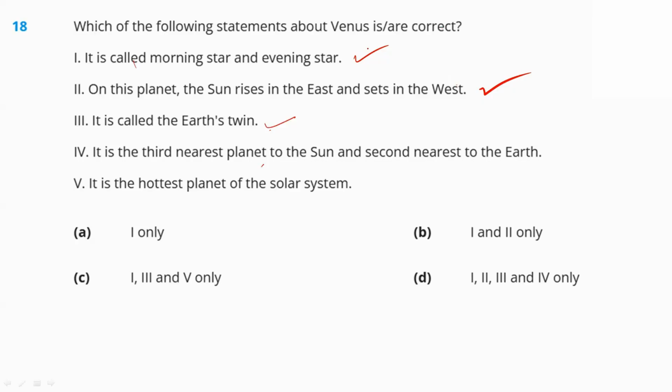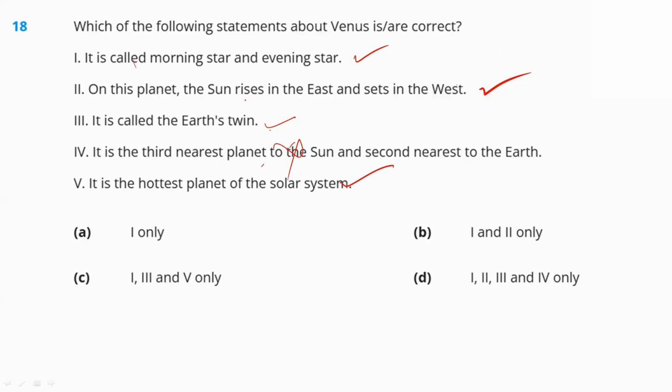Okay. Next is the third nearest planet. Okay, the third nearest planet to the sun. So Mercury, Venus, Earth. No, it's not the third, it's the second. Okay, so this is wrong. It is the hottest planet of the solar system. This is correct. So option number 1, 2, 3, and 4. Okay, 1, 2, 3, and 4.